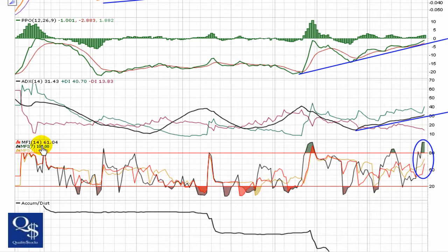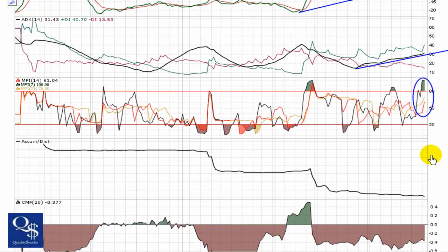All three components of the MFI holding over top of 50 at this point. Fair amount of separation. Might want to look for this 7 to pull back a little bit, but clearly showing some buying pressure coming into the stock, and trading over 50 is bullish. That's where you want to see it.